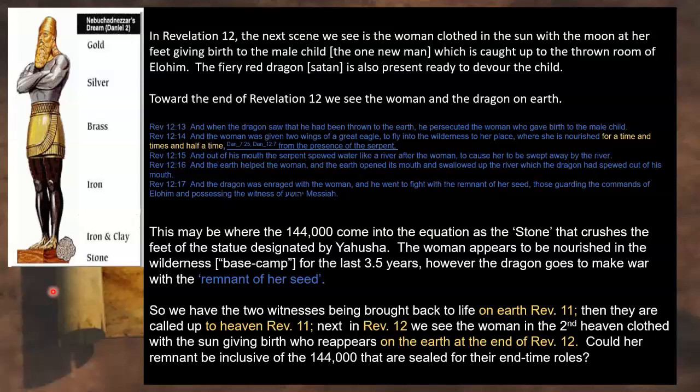Toward the end, however, of Revelation 12, we see the woman and the dragon on earth, because in that scene, the dragon is kicked out of heaven and cast to the earth. In Revelation 12:13 through 17. Kim, would you read those verses, please?